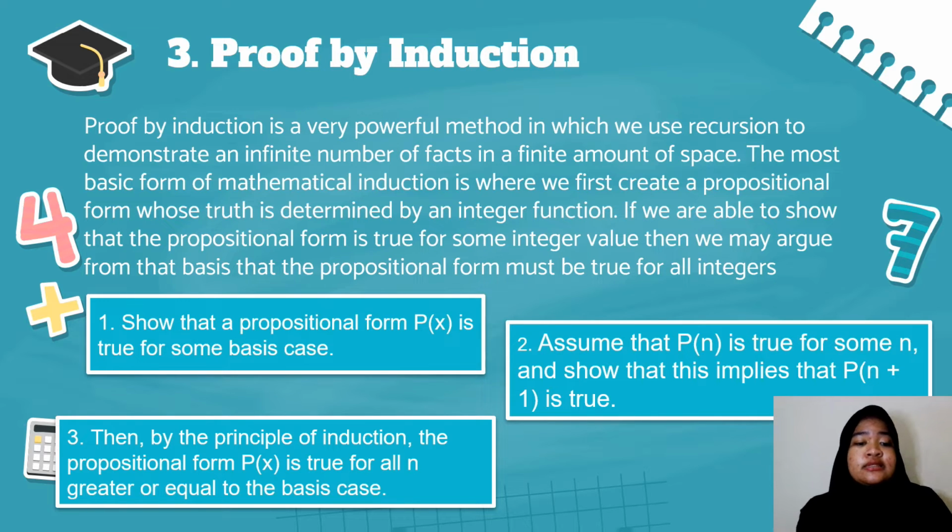First step is show that a propositional form Px is true for some basis case. Second step is assume that Pn is true for some n and show that this implies Pn plus 1 is true. Third, then, by the principle of induction, the propositional form Px is true for all n greater or equal to the basis case.